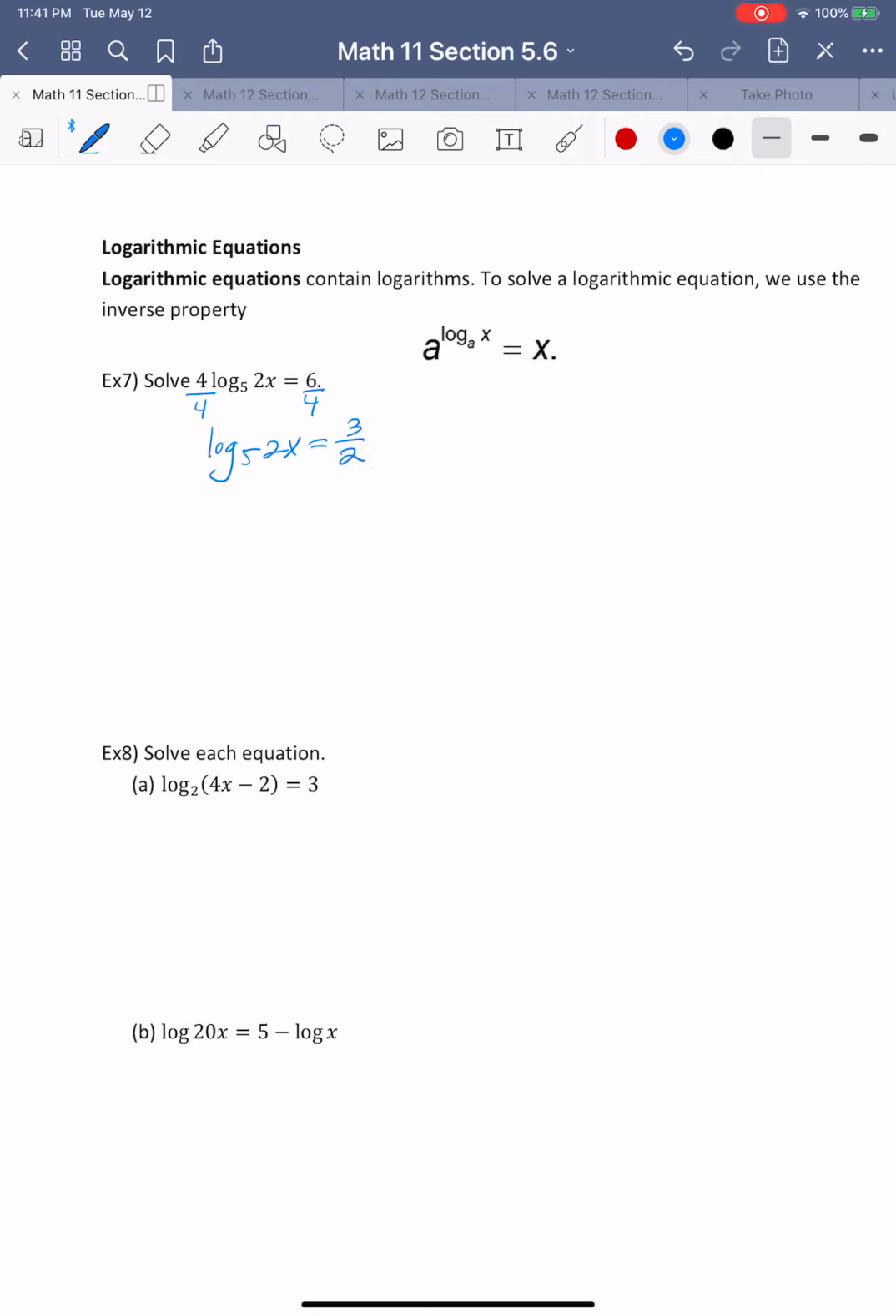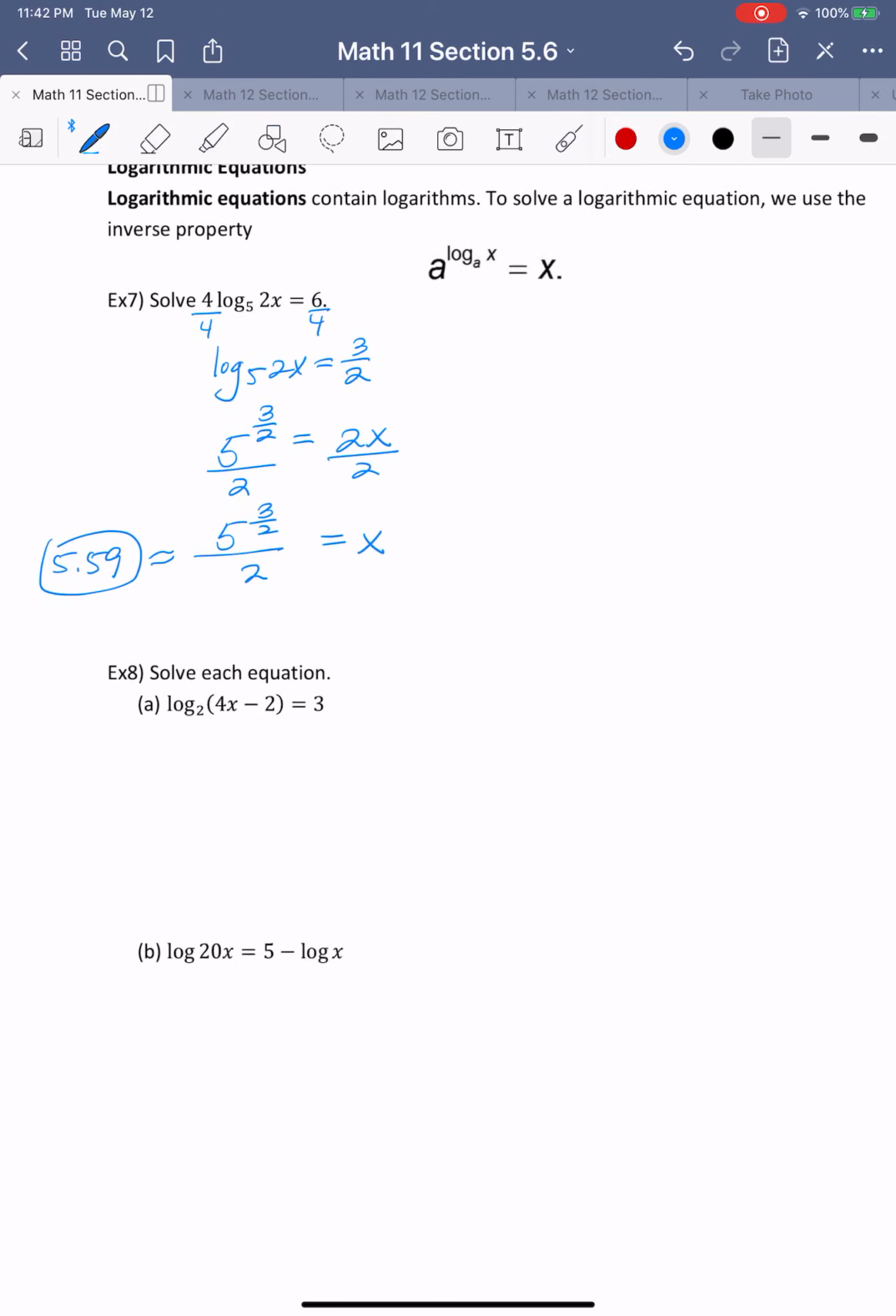Then we want to change to the exponential equation, which is base 5 with exponent 3 over 2 equals 2x. Then we just need to divide by 2, and your x is 5 to the 3 over 2 power over 2. So it is about 5.59.